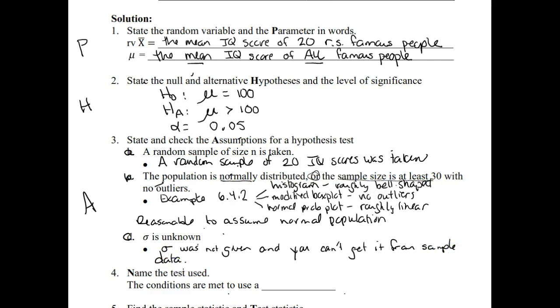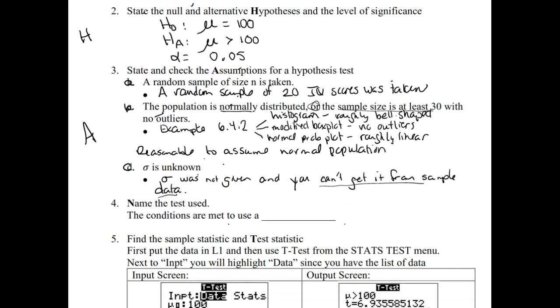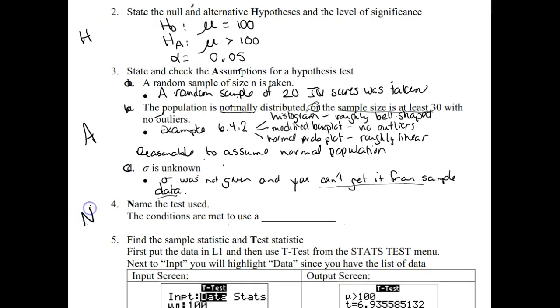Be a bit careful when you put data in L1 and do one variable stats: the calculator doesn't know if it's population or sample data. So on the output screen, it's going to show you a value of sigma and a value of S. If what you have entered is sample data, you have to disregard the value of sigma. And if what you entered was population data, you disregard the value of S. So if sigma's not given and all you have is sample data, you can't get it from sample data. So sigma is unknown in this case. All right, our next letter is N to name the test that we're going to use, and the conditions here are met to use the t-test screen.